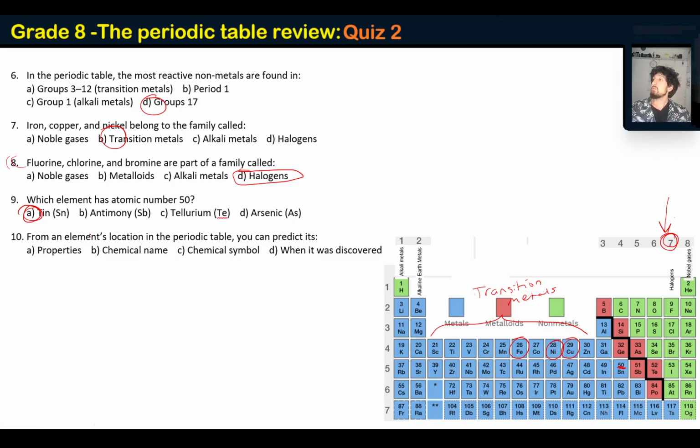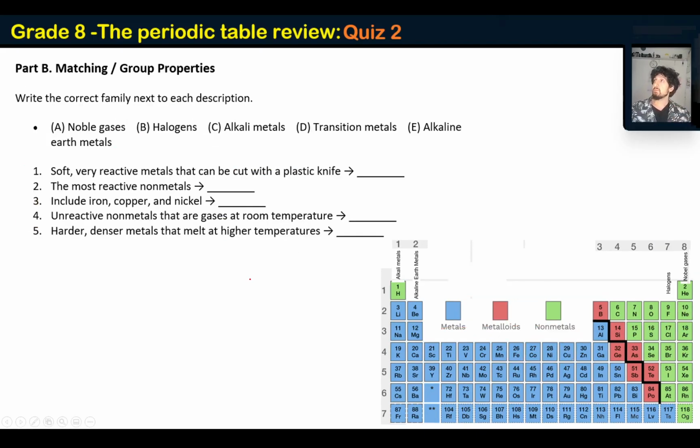Right. From an element's location in the periodic table, you can predict what? Well, there's a lot. You can predict whether it's a metal or a nonmetal. You can predict its reactivity. You can predict whether it's oxidizing or non-oxidizing. You can predict whether it's unreactive, like the noble gases. You can predict how heavy it is. But the most accurate answer here is obviously the properties. The properties, the characteristics, how it reacts. Okay, let's keep going. Oh, we're nearly there.